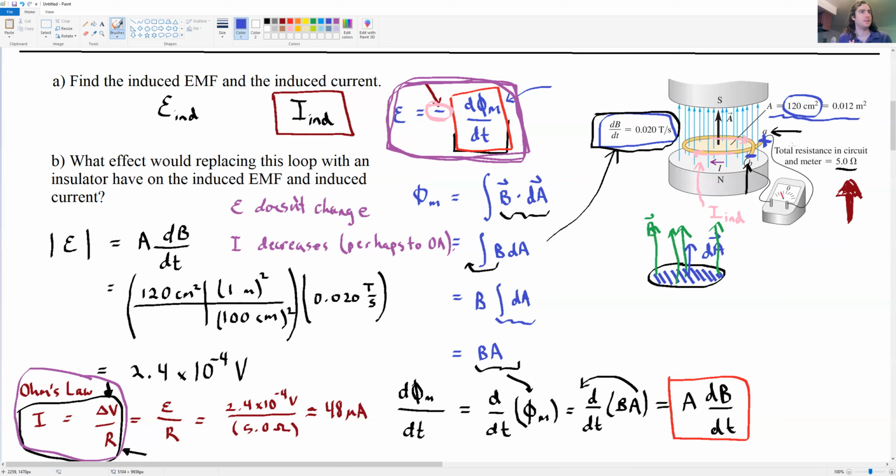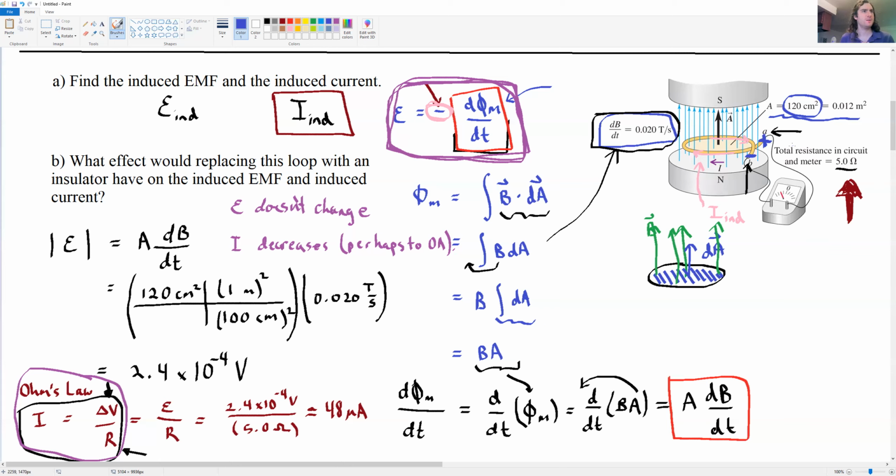So maybe that's all the way back from our chapter on DC circuits. When you have a resistive element, the current comes into the positive and leaves on the negative, as I've drawn it here.